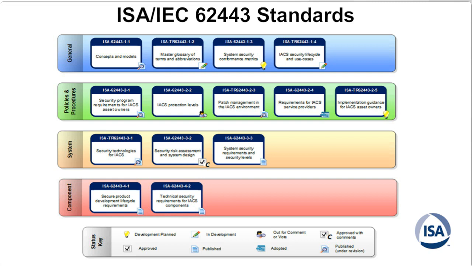Then there's standards that address the security capabilities at the system level. That's the brown-looking row. And it includes technical security requirements for establishing security capabilities at four levels. It also has a risk assessment methodology in it.